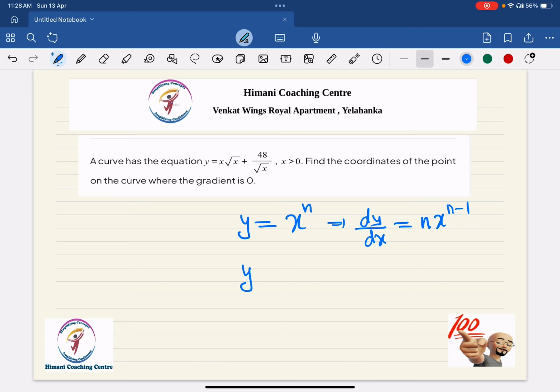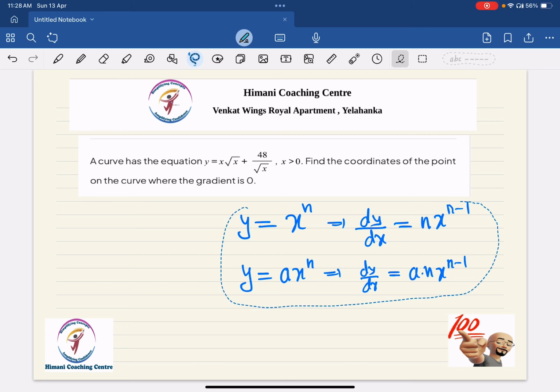Also, let us say y equals a times x to the power n, where a is any constant. In that case, dy by dx is simply a times n into x to the power n minus 1. So we are going to keep this in mind and then try solving these two questions which are given. Okay, let us go to question number one.